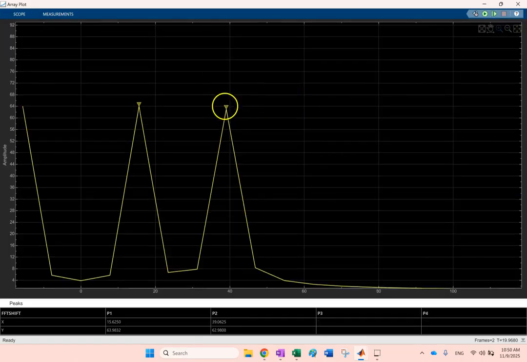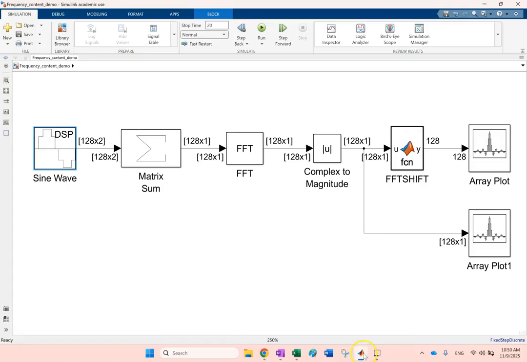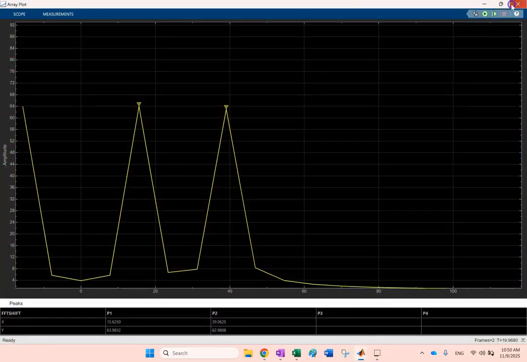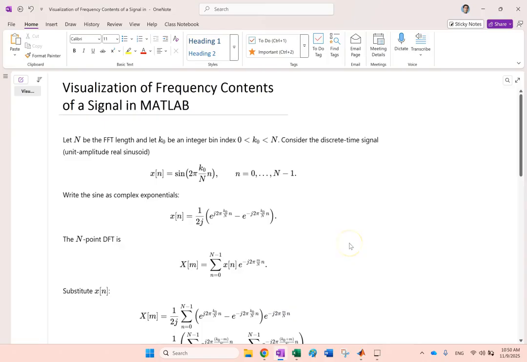So why is it that the magnitudes are not 1? Because the magnitude is supposed to be 1, huh? So what's going on here? Let me explain why the magnitudes are not 1, and let me also explain why you need this FFT shift so you can see the frequencies properly. Okay? So here I need to explain that to you.